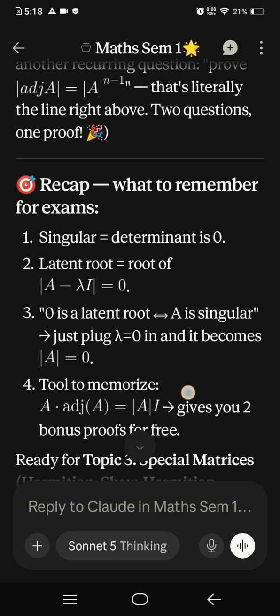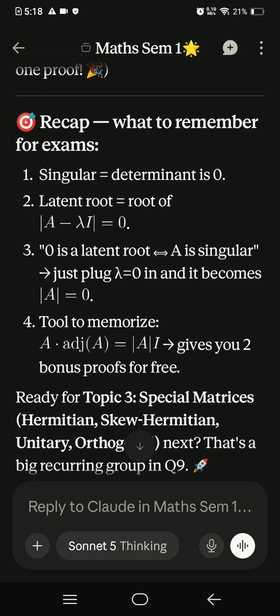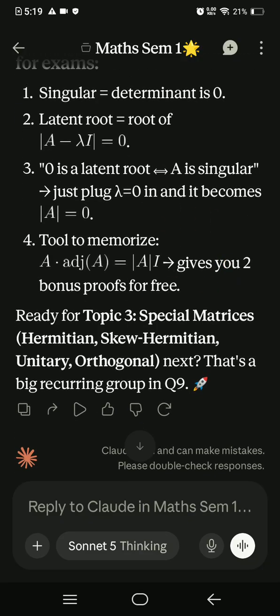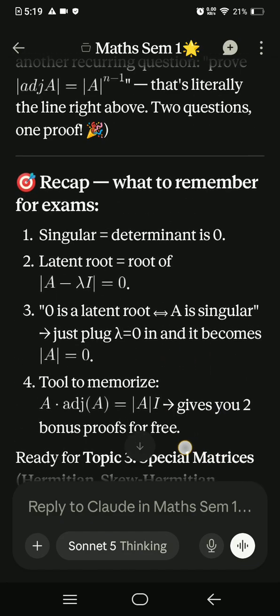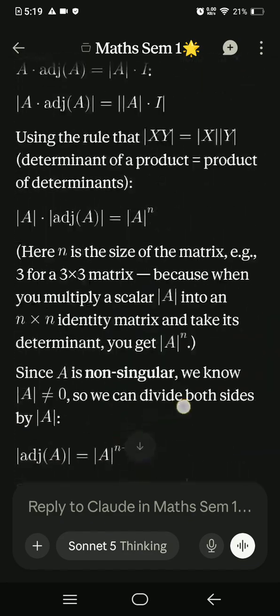Fine, recap of what to remember for the exam. Singular equals determinant is 0. Latent root is a root of the characteristic equation; eigenvalues or characteristic roots are the other names. If 0 is a latent root, A is singular. Just plug in lambda equals 0 and it becomes this, and another proof. So these two proofs, and we are done with topic 2.